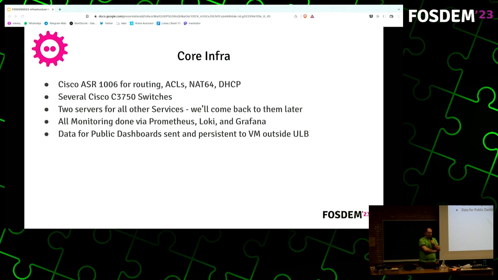We have done, like all the years before, everything with Prometheus, Loki, and Grafana for monitoring our infrastructure, because that's what helps us run the whole conference here. And we've built some public dashboards, and we just put them on a VM outside of ULB because we were running out of bandwidth like the years before. And I'll come back to that later.